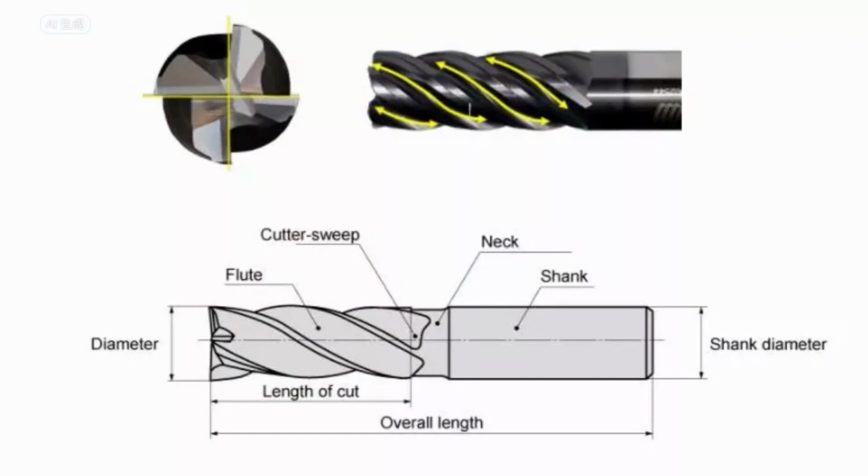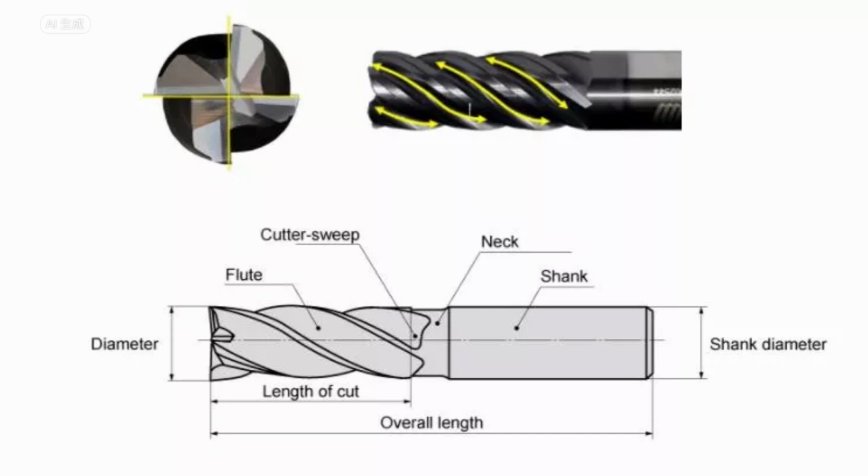Anatomy and terminologies. Before moving into further discussion, let's look at its anatomy and key terminologies. Shank, the cylindrical part of the mill that is clamped into the machine spindle or tool holder. Neck, the reduced diameter section between the shank and the cutting portion for deeper reach and clearance. Flute, the helical grooves along the end mill's body, which form the cutting edges. Edge, the cutting diameter at the widest point of the edges.